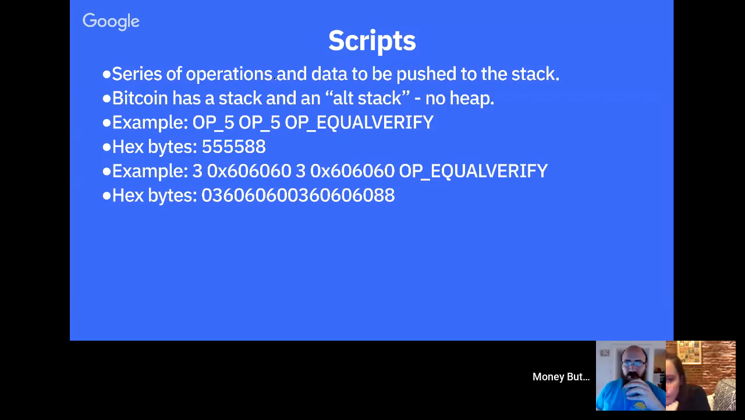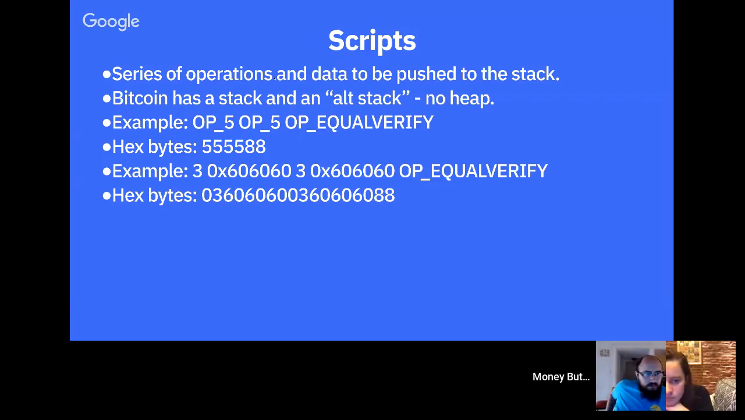Okay, so a script is a series of operations and data. Scripts have a stack and an alt stack, and there's an example of a script written there as a string: OP_5 OP_5 OP_EQUALVERIFY. What that script does is push 5 to the stack, push 5 to the stack, and then confirm that they're equal. If you learn about Forth, it works exactly this way. What I wrote there would be the same thing as writing down 5 5 equals, enter. It says push 5, push 5, confirm that they're equal. That would be true because 5 is equal to 5.